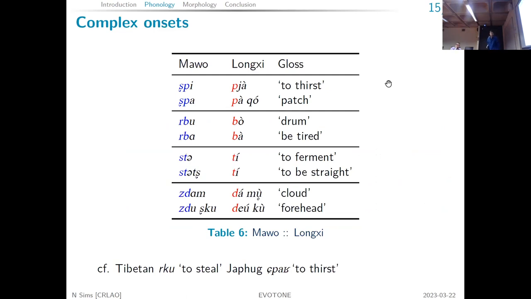We see a big reduction in complexity of complex onsets in Rma. So for Mao, you have something like shpi, and Yonghe pia, shpa, papo, rbu, bo, and so on. So losing the first of two consonants is very common in the southern varieties.